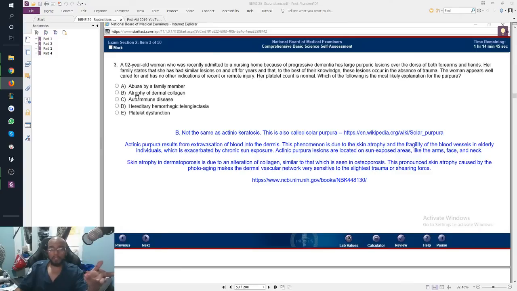And of all the answer choices, there was really no reason for anyone to pick autoimmune disease. It just wouldn't make sense. They would have to give you something for autoimmune disease. Plus, on top of that, autoimmune disease wouldn't just be on the forearms and hands. It'd be all over the body in more places.